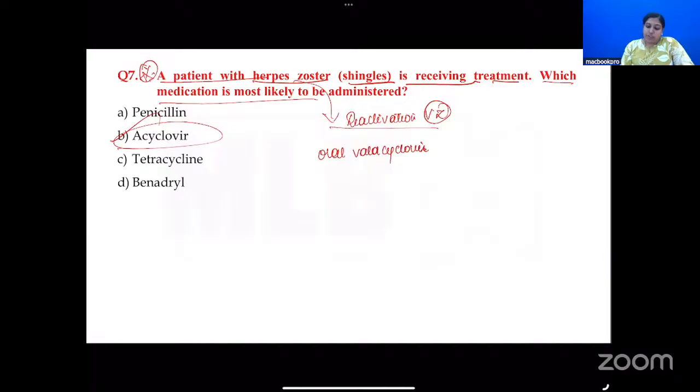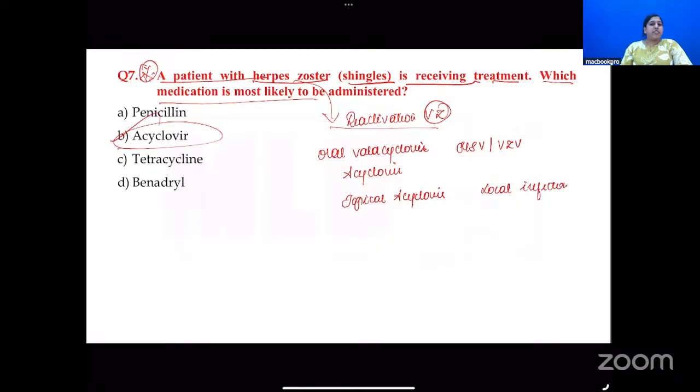And we also have acyclovir. So both these drugs are used in the management of your herpes simplex virus as well as your varicella zoster virus. Now I will give topical acyclovir in case of local infection.